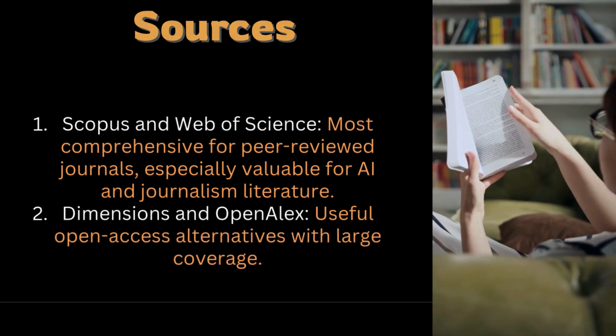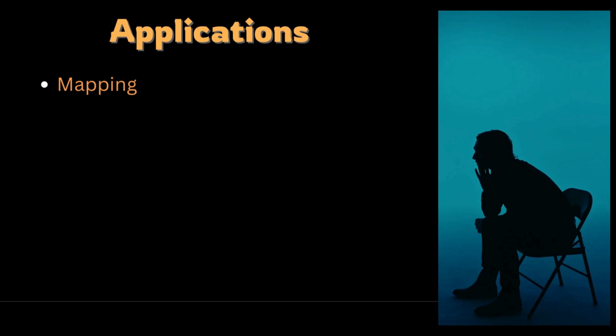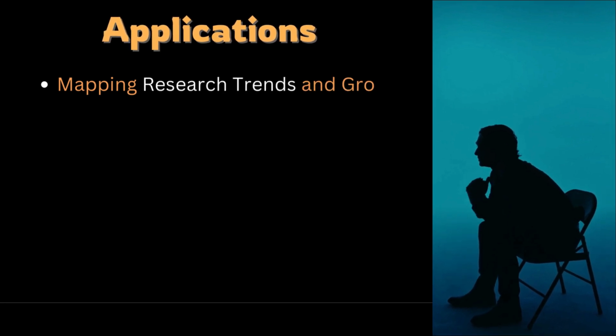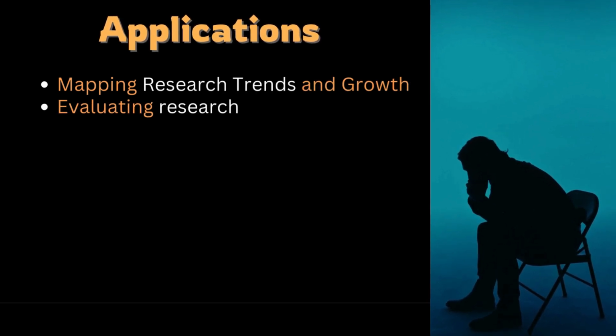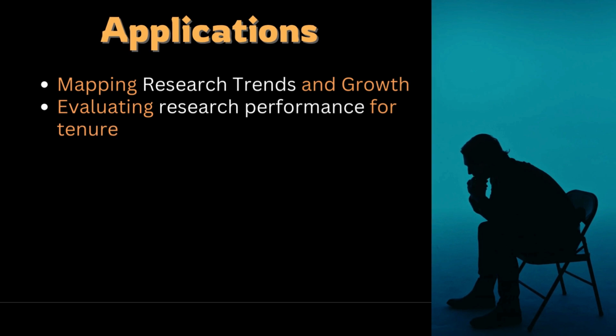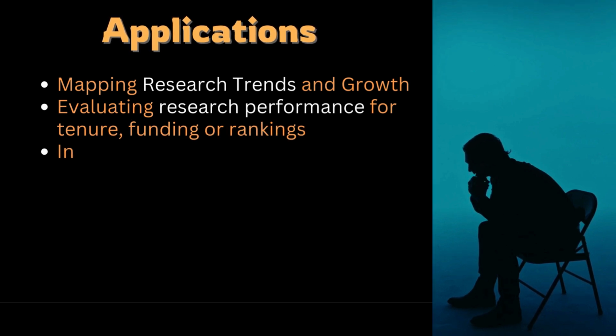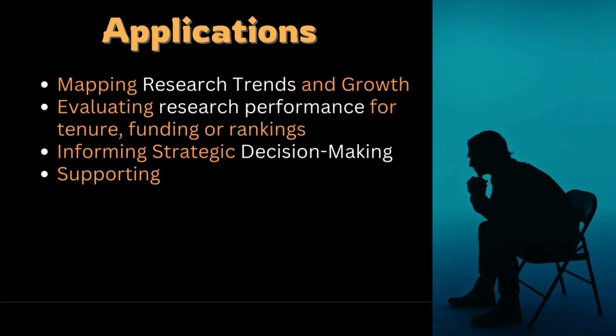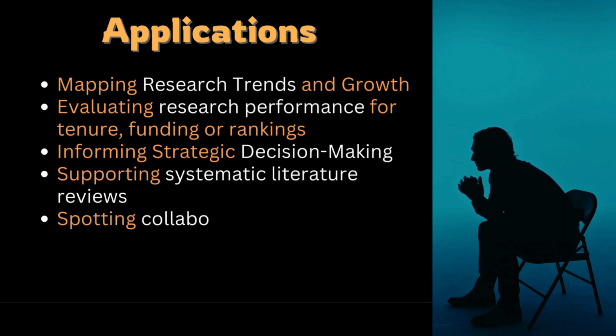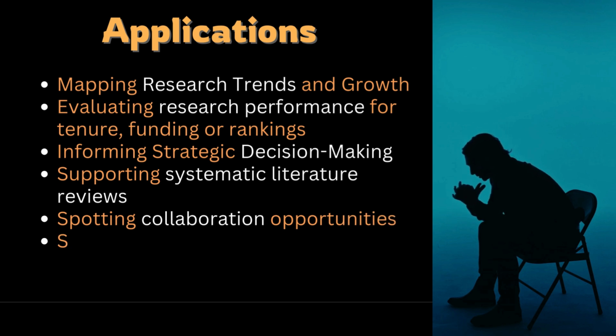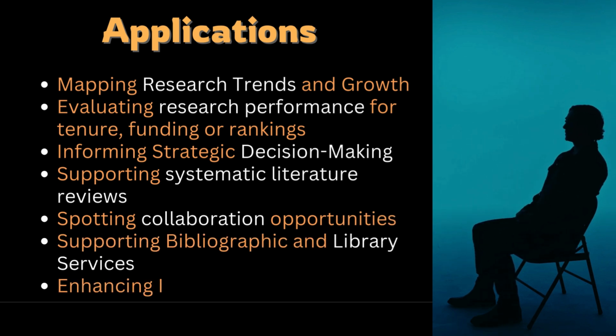So these are the applications of bibliometric analysis. It maps research trends and growth. It evaluates research performance. It informs strategic decision making. It supports systematic literature reviews. It spots collaboration opportunities. It supports bibliographic and library services. And it enhances institutional and national visibility.